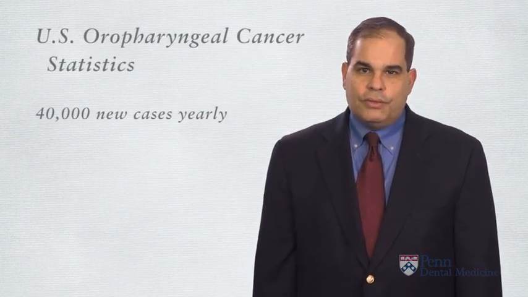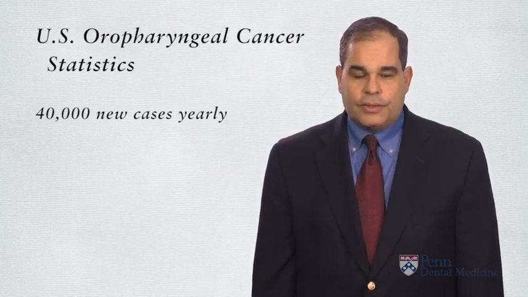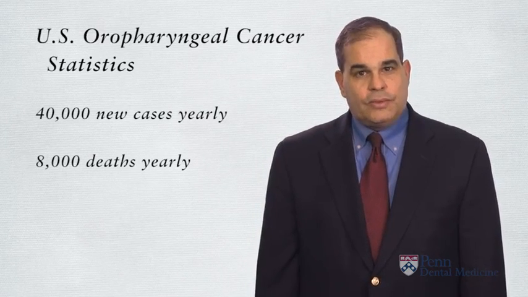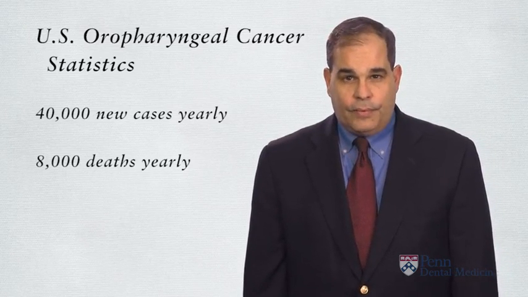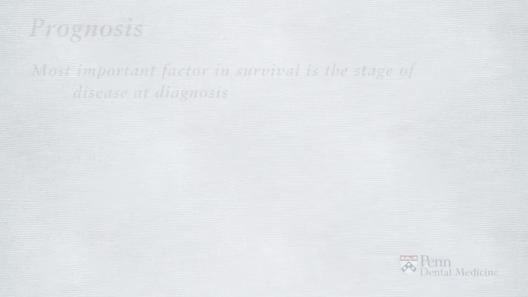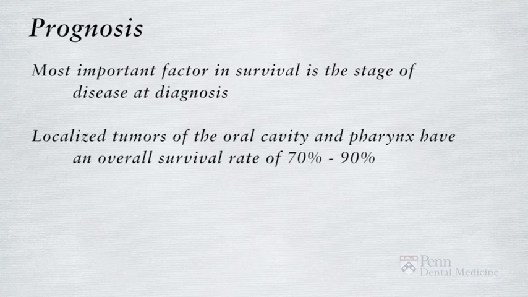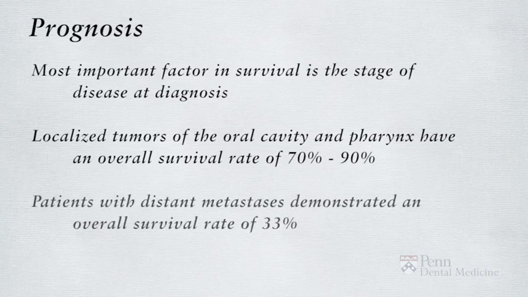Turns out 40,000 new cases of oral and oral pharyngeal cancer are diagnosed yearly. Approximately 8,000 deaths are attributed to oral cancer on a yearly basis as well. Presently, the most important factor in survival is the stage of disease at diagnosis. Localized tumors of the oral cavity and the oral pharynx have an overall survival rate somewhere of 70 to 90%. However, patients with distant metastases, stage 4 cancers, demonstrate an overall survival rate somewhere around 30%.